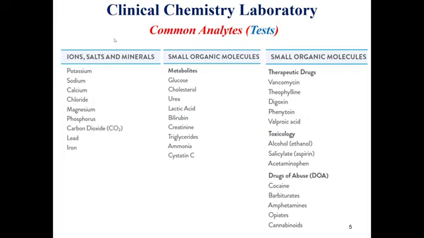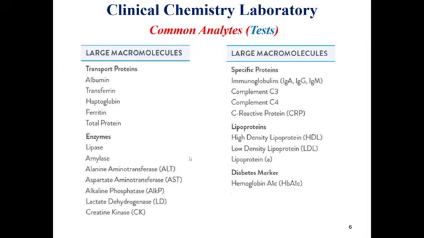Common analytes could be ion salts and minerals, or small organic molecules such as metabolites, therapeutic drugs, toxicology, drugs of abuse, or it could be large macromolecules such as transport proteins, enzymes, specific proteins, lipoproteins, diabetes marker such as the hemoglobin A1C, also known as HbA1c.